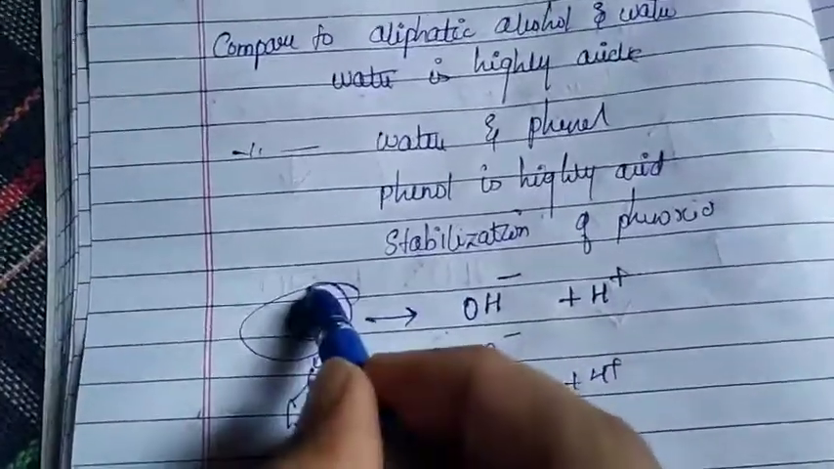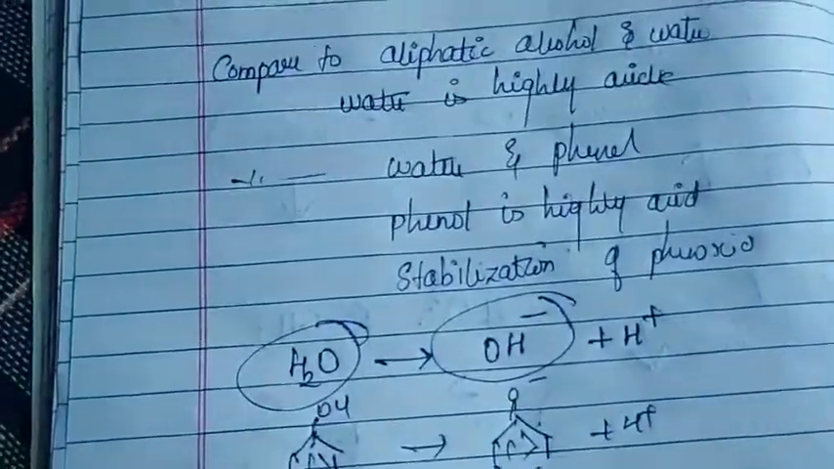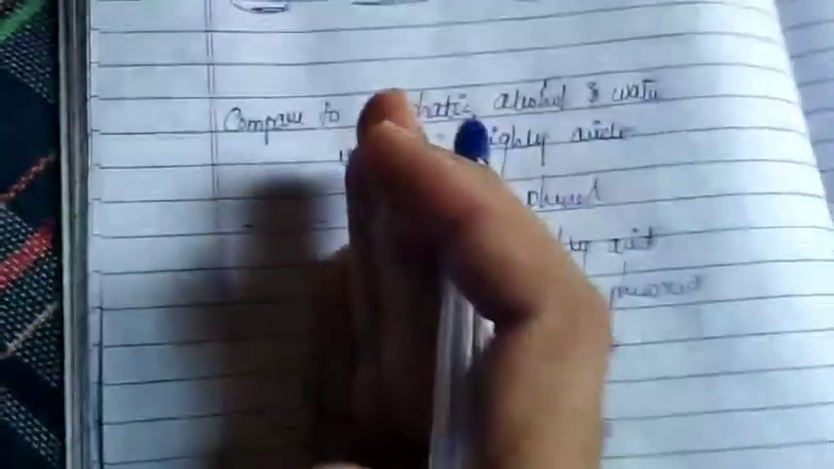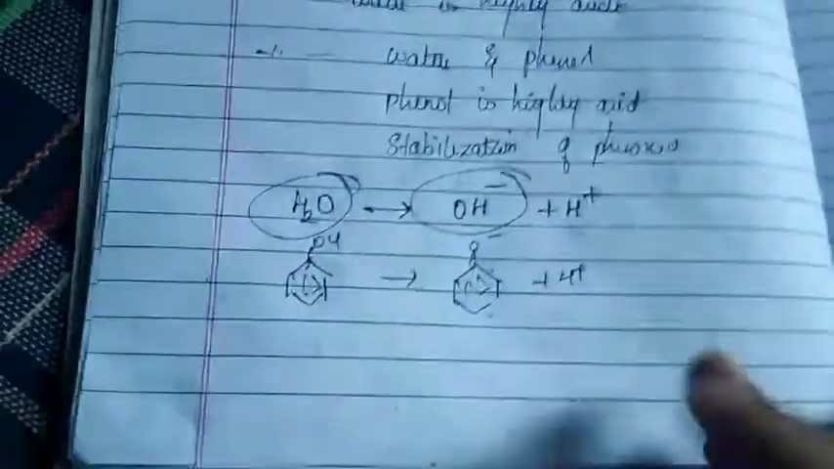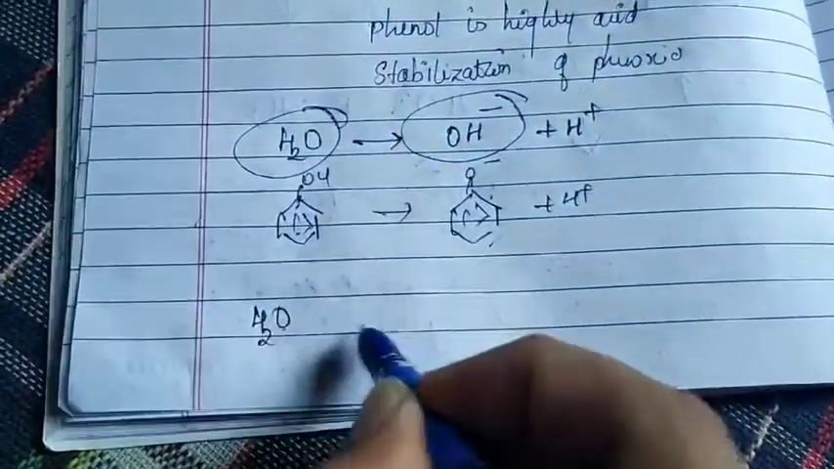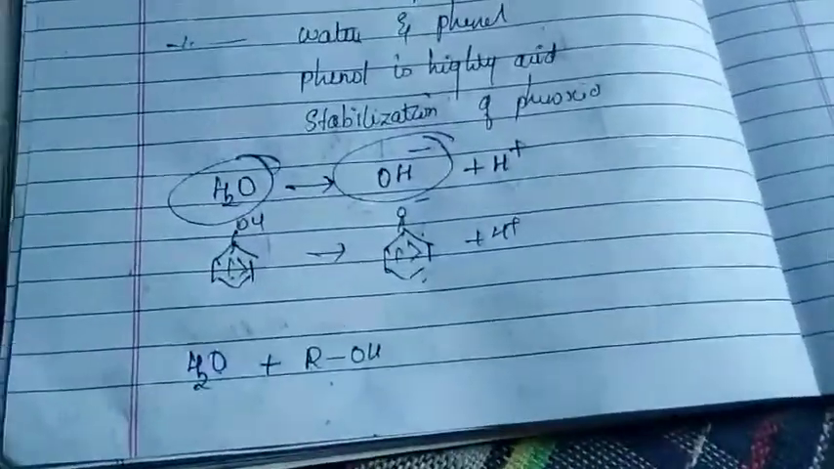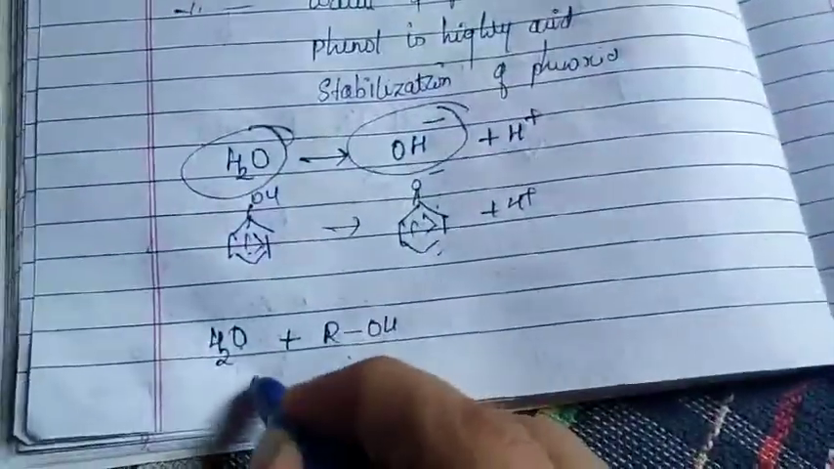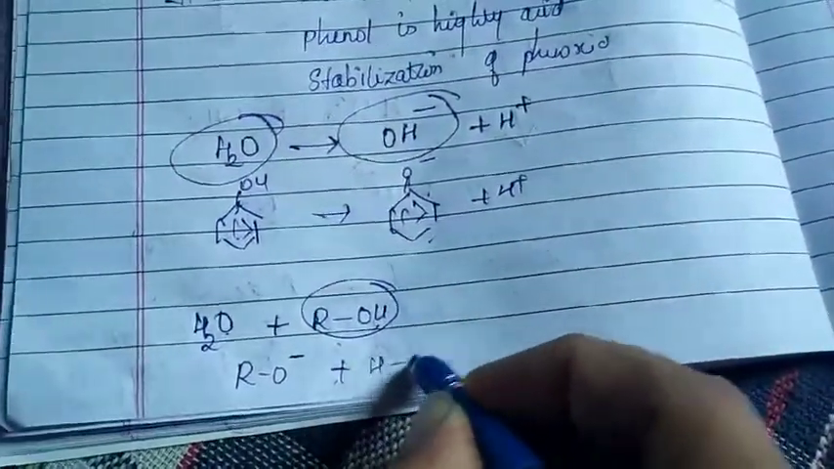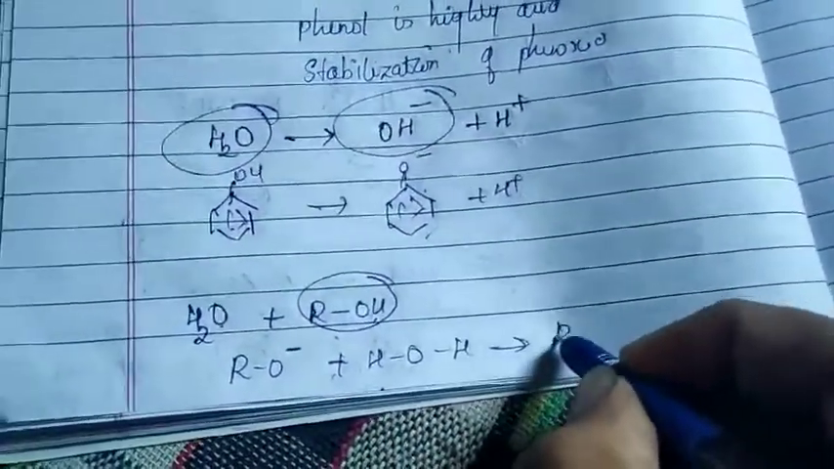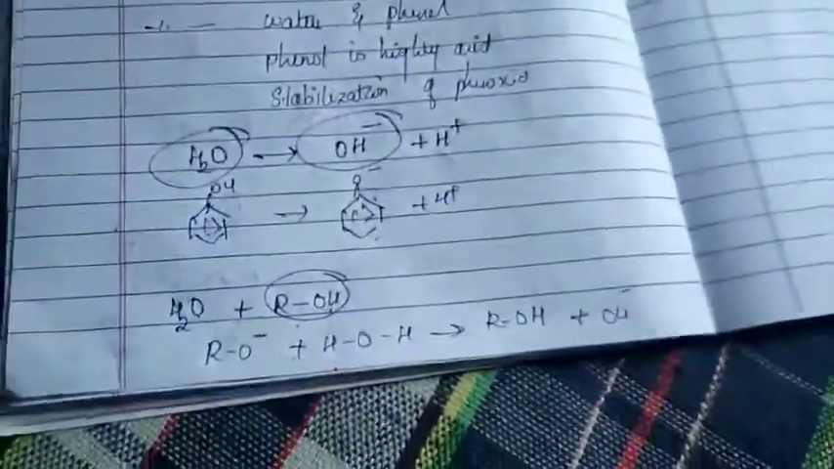Water, after giving H plus and becoming OH minus, is not stable. So what it will try to do is remain as water itself. But do remember, when this water reacts with your normal alcohols, that is aliphatic alcohols, the RO minus that is formed will try to react with water, convert to ROH, and once again form OH minus.